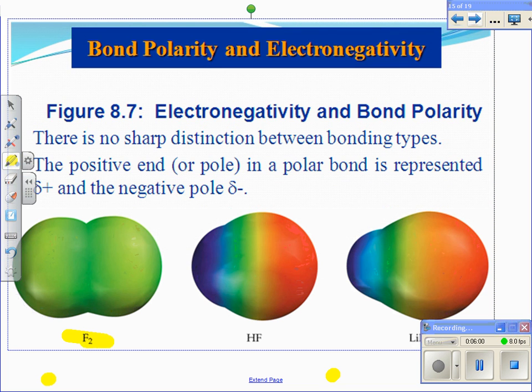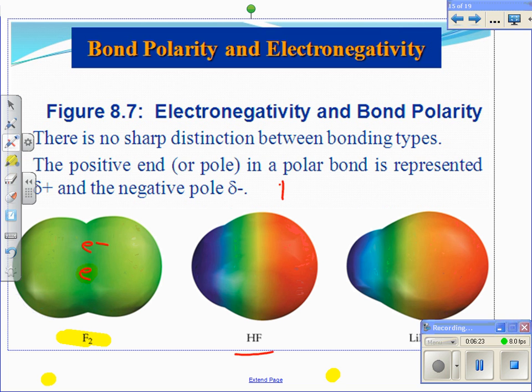F2, if you look at F2, there are 2 fluorine atoms. They have the same electronegativity, therefore the electrons in the bond here are equally shared. So if you look, the electrons are equally shared, therefore no one has an induced dipole or a polar moment.